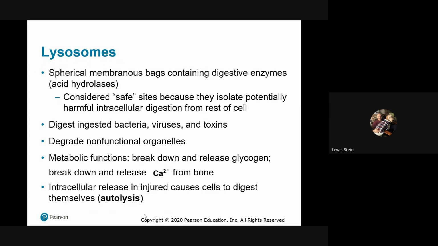Lysis means splitting. The term that you're going to have to recall for a test is called apoptosis, A-P-O-P-T-O-S-I-S, programmed cell death. It's kind of like why the tadpole loses its tail.